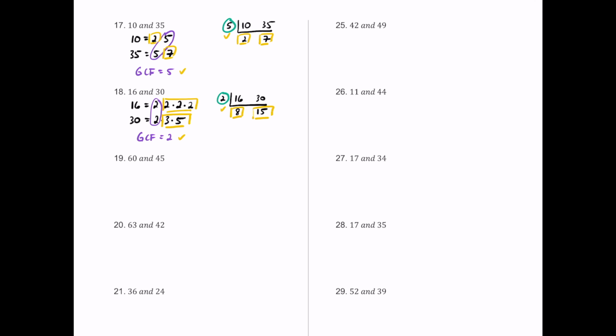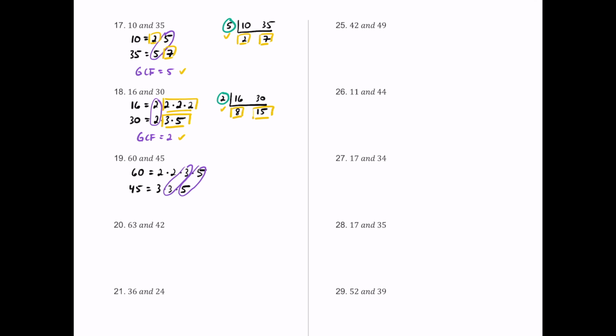For 19, we have 60 and 45. So 60 breaks into, I believe, 2 times 2 times 3 times 5. And 45, I think, breaks into 3 times 3 times 5. Okay, so as these numbers maybe get a little bigger, sometimes you may need to use the factor trees or use a calculator to help you divide down a little bit, but try to use your divisibility rules to help you do so. Do notice that these 5s match as well as these 3s. And I think that's it.